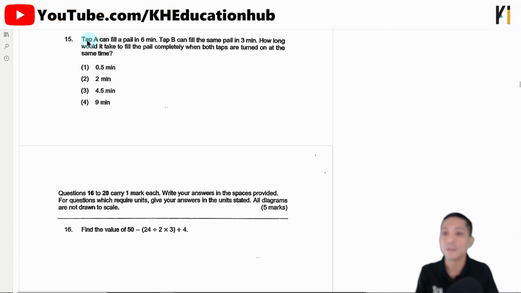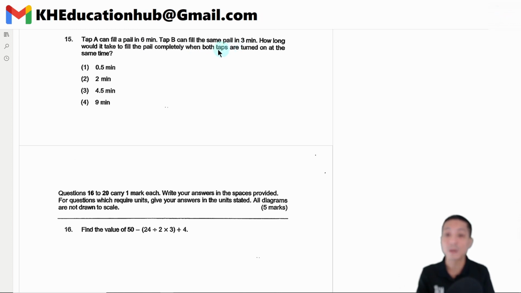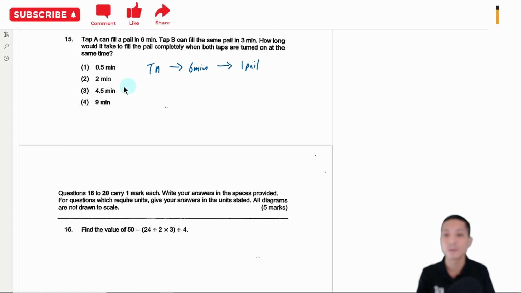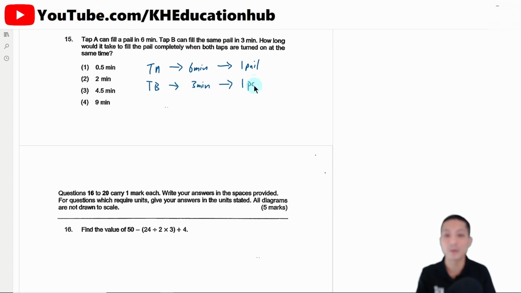Okay, question 15. Tap A fills a pail in 6 minutes. Tap B can fill the same pail in 3 minutes. How long will it take to fill the pail completely with both taps when both taps are turned on at the same time? This one is a very classical question where 2 taps work together to fill up one pail. So tap A, 6 minutes will fill up one pail. Tap B, 3 minutes will fill up the same one pail.